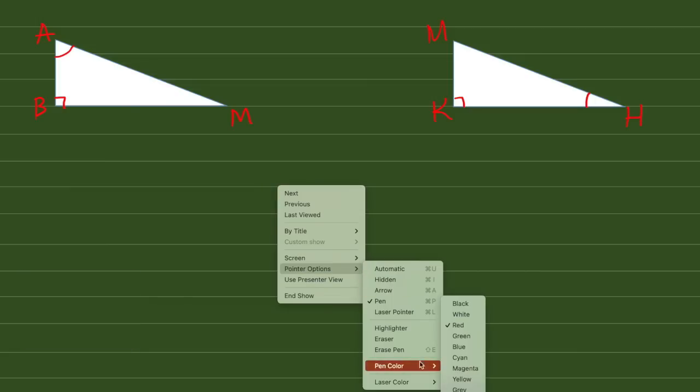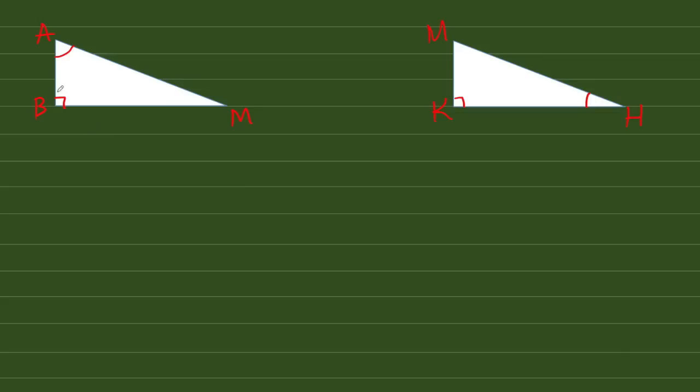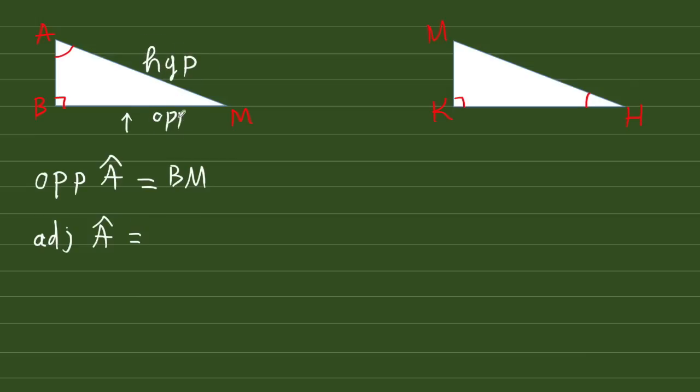Okay, look at this. The first exercise: you have the triangle ABM and the 90-degree angle is B. So the opposite side of B is the hypotenuse AM. If you want to determine the opposite side of A, it's very easy. Look at this side. So BM is my final answer for the opposite of angle A. How about the adjacent of A? Adjacent of A is another side. This side is the hypotenuse, this one is opposite, and of course this side is adjacent. So the adjacent of A is AB.